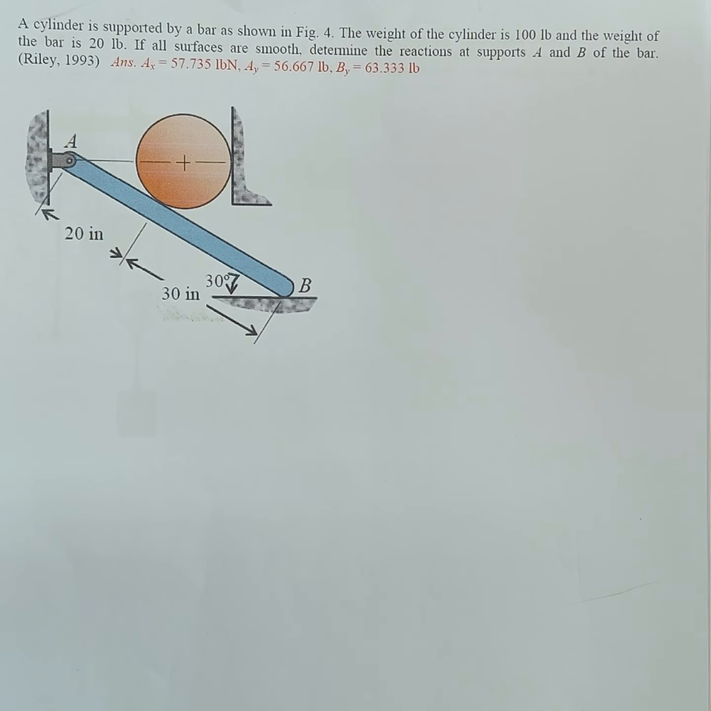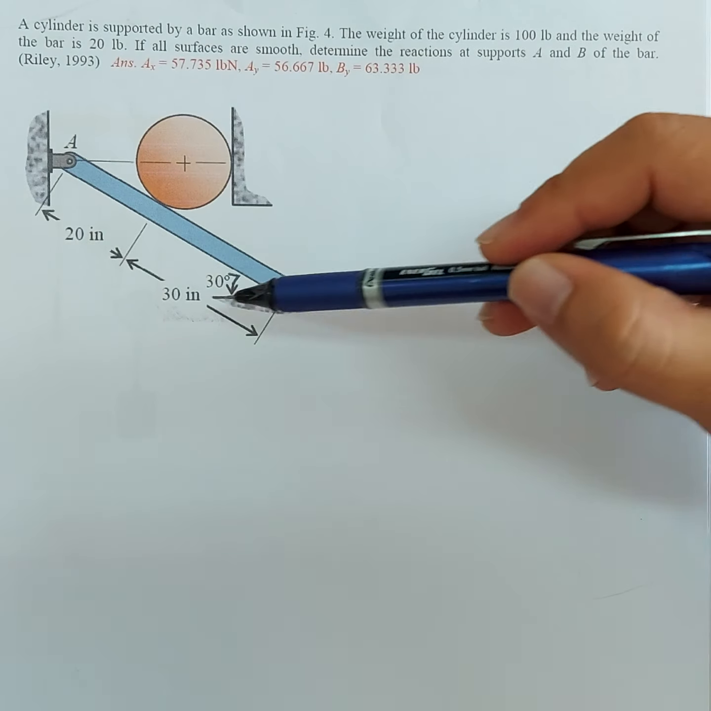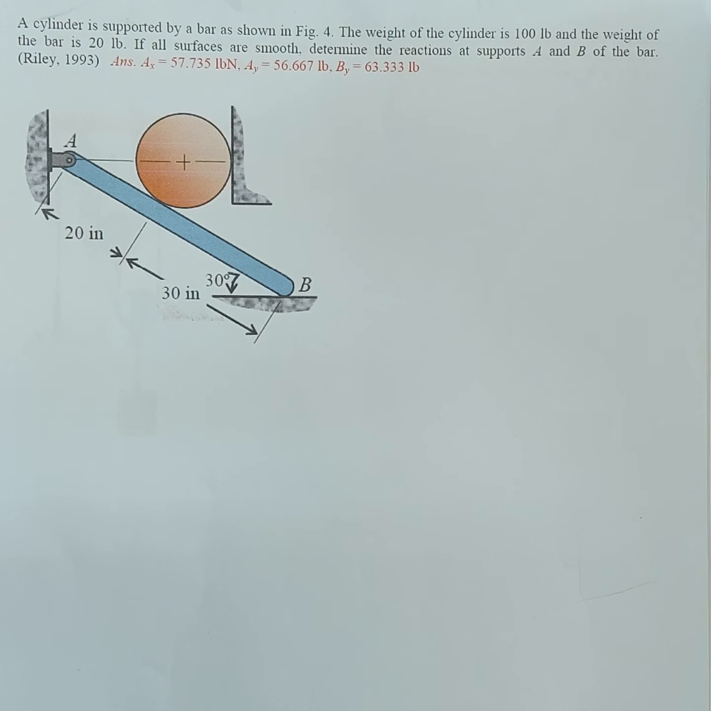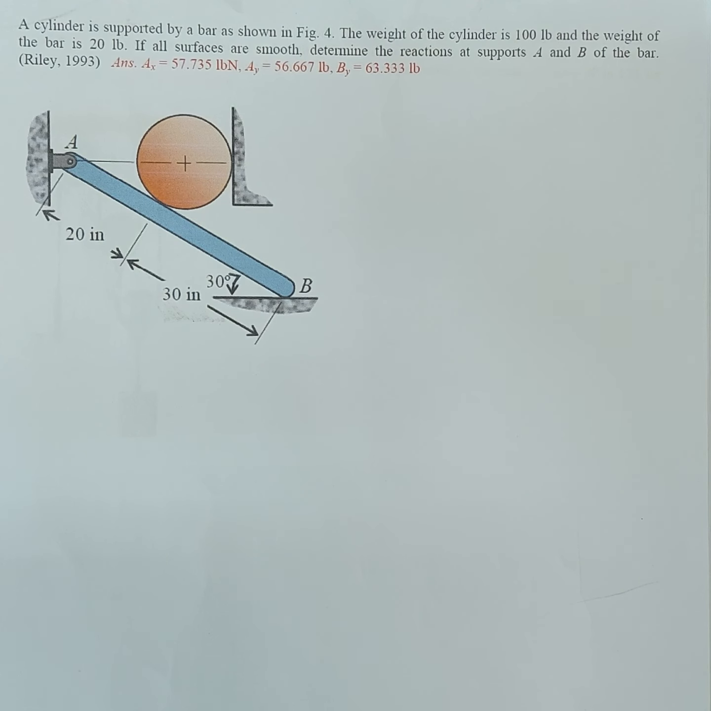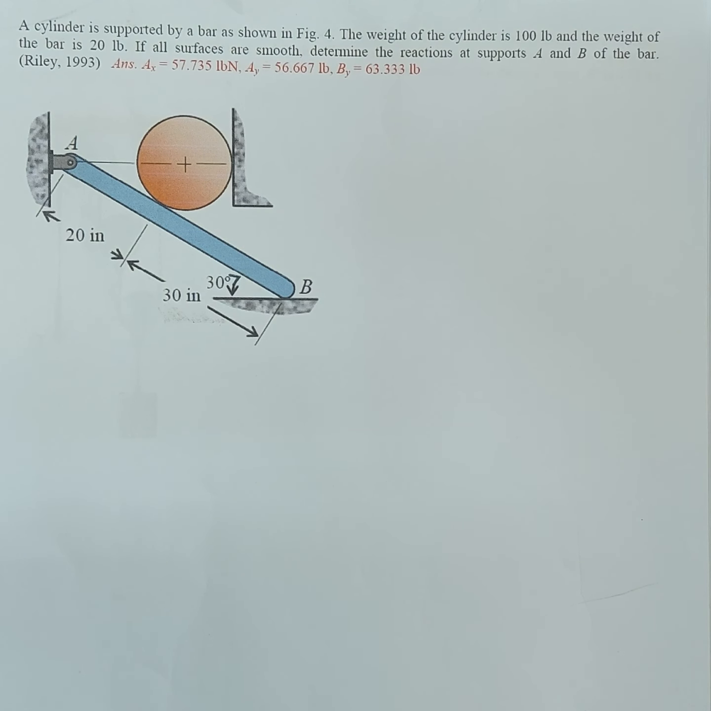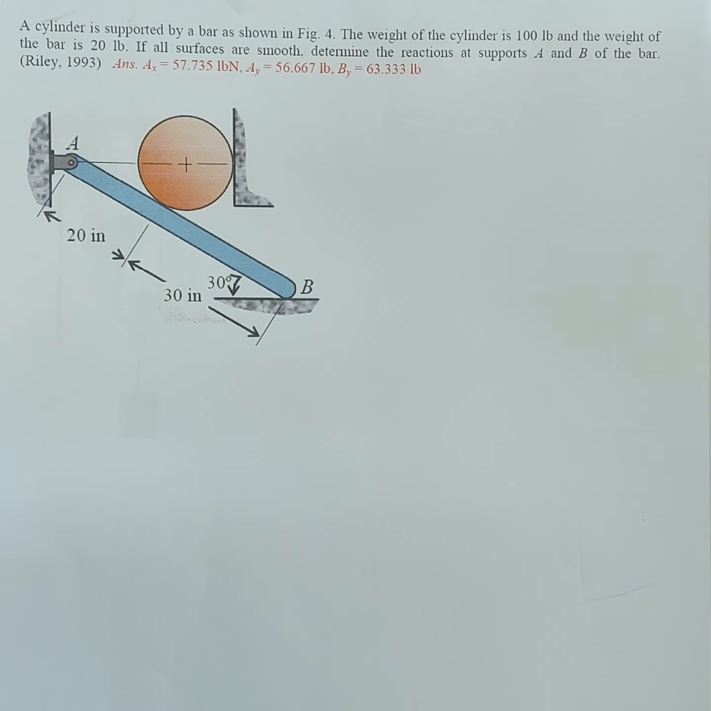Cylinder is supported by a bar as shown in the figure. This is Figure 4, but this is the figure. The weight of the cylinder is 100 pounds and the weight of the bar is 20 pounds. All surfaces are smooth. Determine the reactions at supports A and B of the bar. So this was taken from the book of Riley. Okay, so these are the answers.